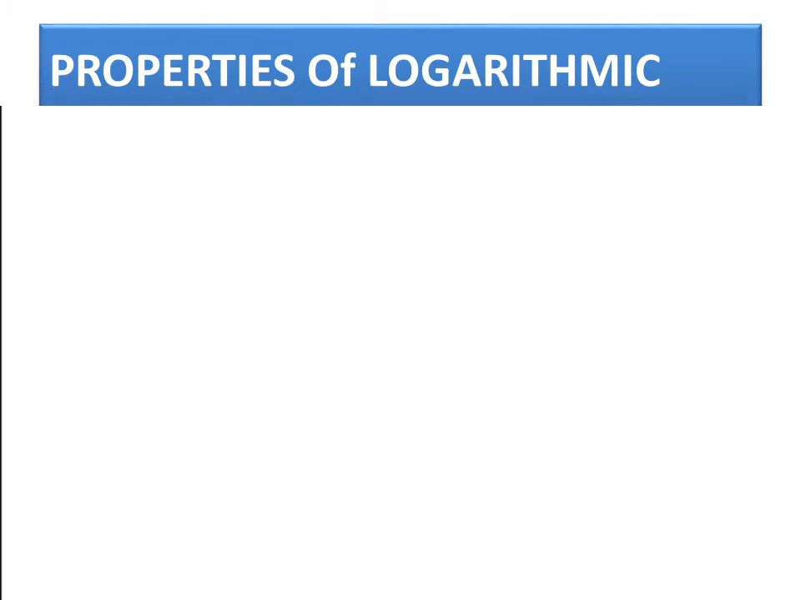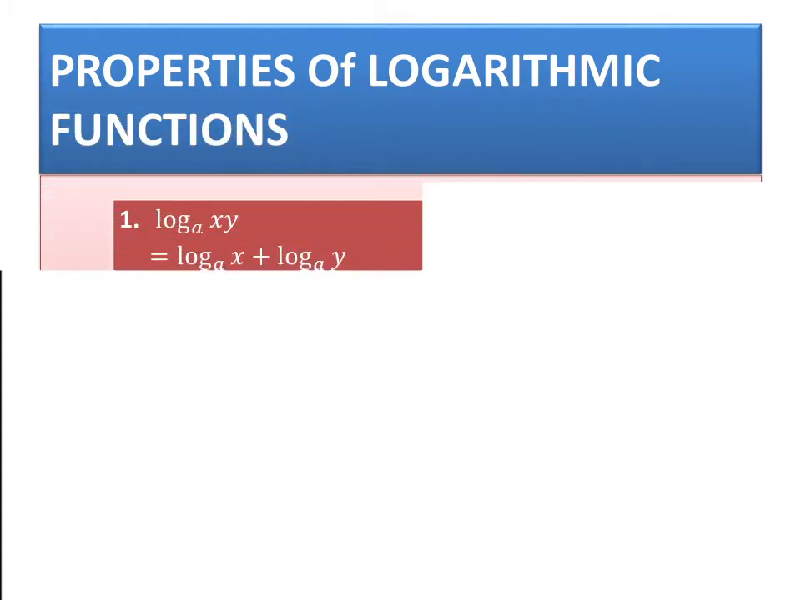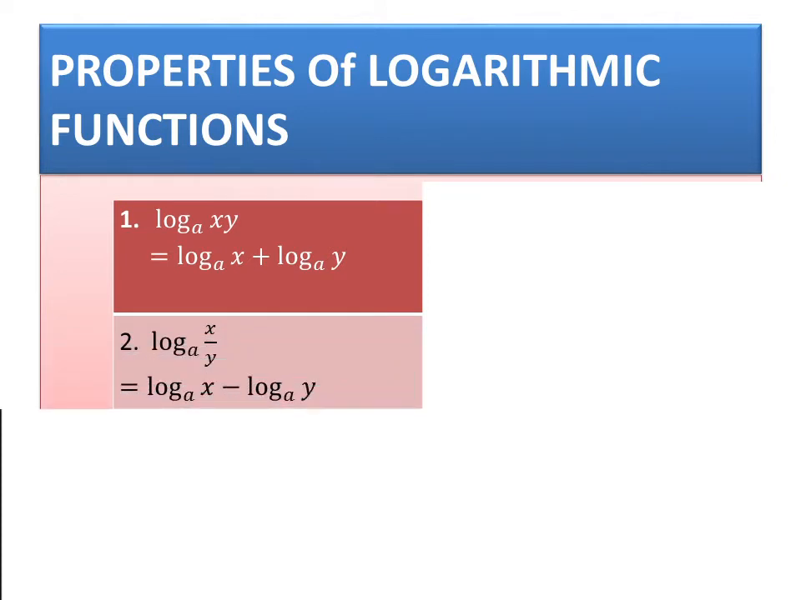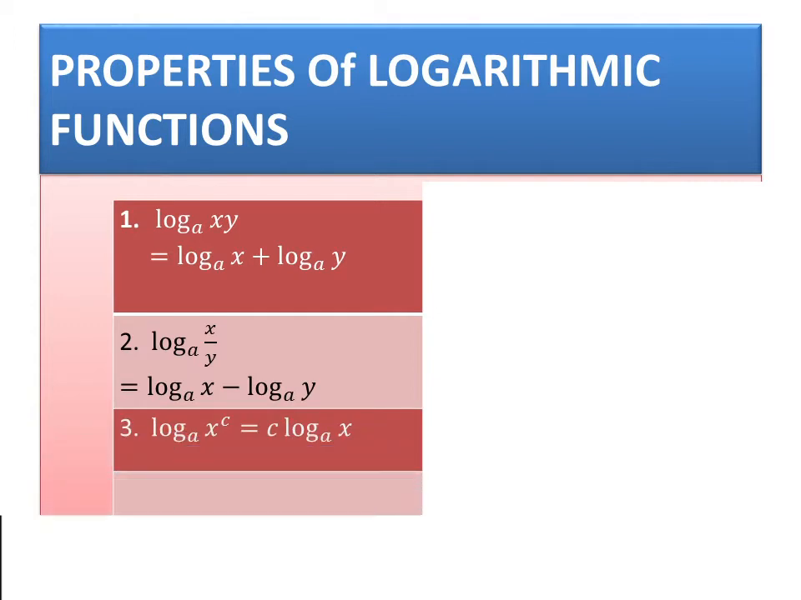Properties of logarithmic functions. The first property, log xy to the base a is equal to log x to the base a plus log y to the base a. The second property, log x over y to the base a is equal to log x to the base a minus log y to the base a. Property number 3, log x power c to the base a is equal to c log x to the base a.